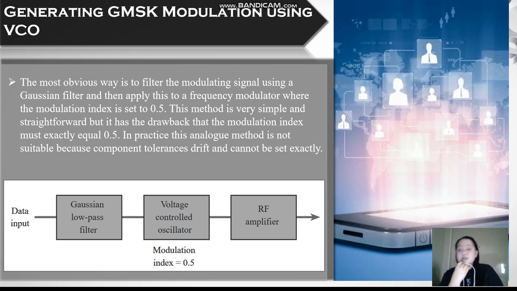So, as you can see here, this is the GMSK modulator using the VCO. So always remember the modulation index is equal to 0.5.